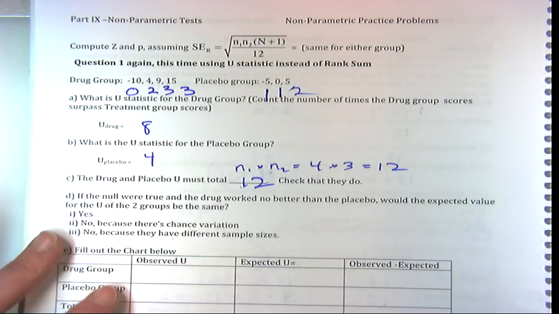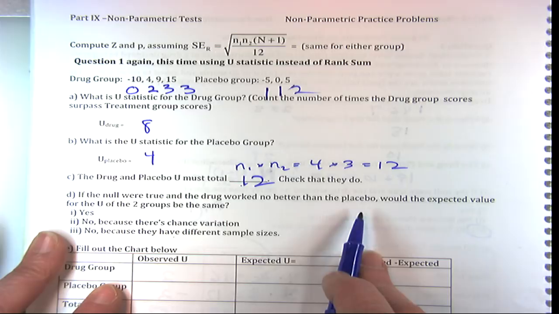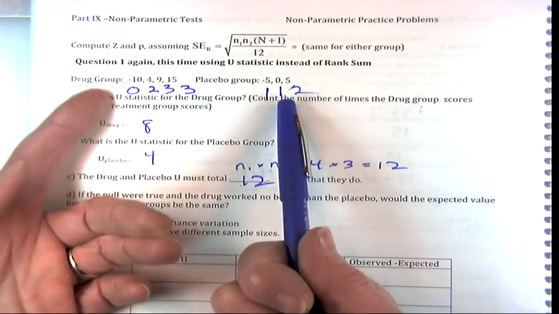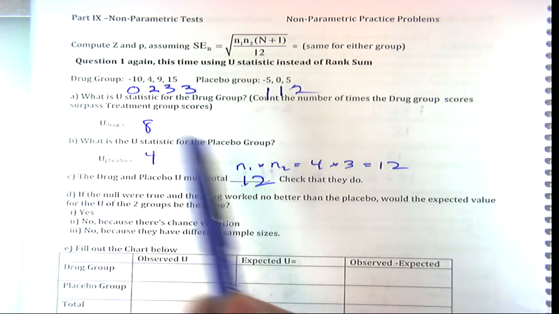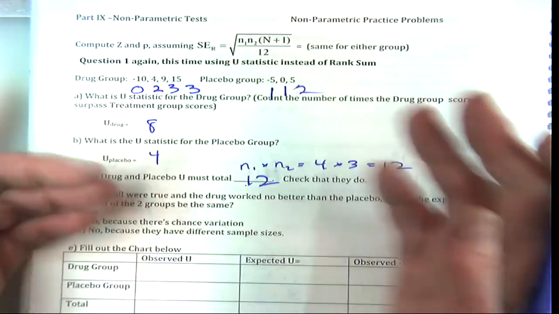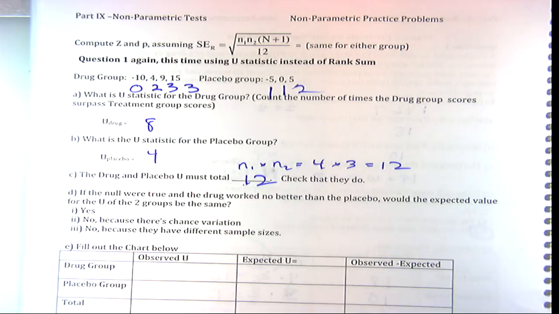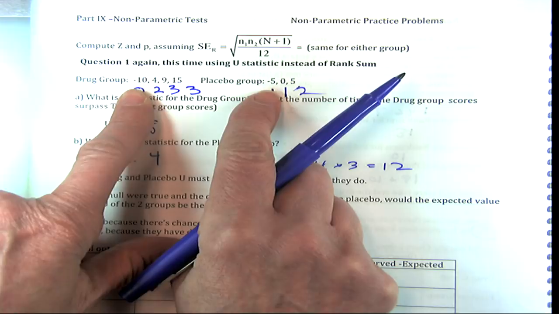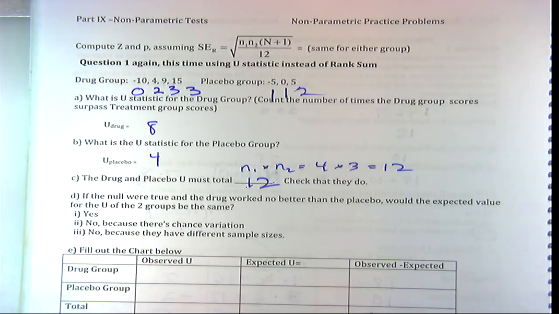Now, if the null were true and the drug worked no better, would the expected value of the two groups be the same? Yeah, because if you think of them as two teams, they're playing 12 matches, just singles matches, right? Half of them are going to be won by one team and half by the other, if the teams were of equal strength. If the drug and the placebo groups have worked equally, we expect them to have the same U scores. So, yes.